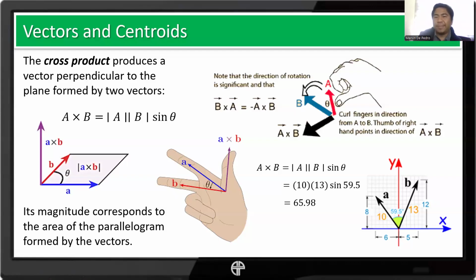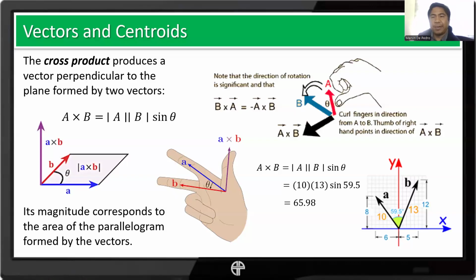We have an example here. This one is easier because the angle is given. We have magnitudes A and B already given: 10 and 13. Just multiply them and then multiply by the sine of the angle between them, 59.5 degrees. You can double check. That would be 65.89 units.